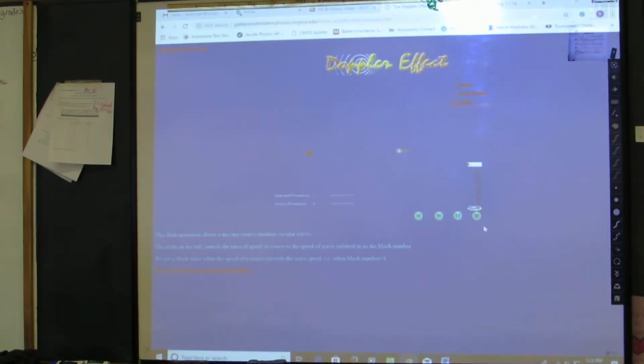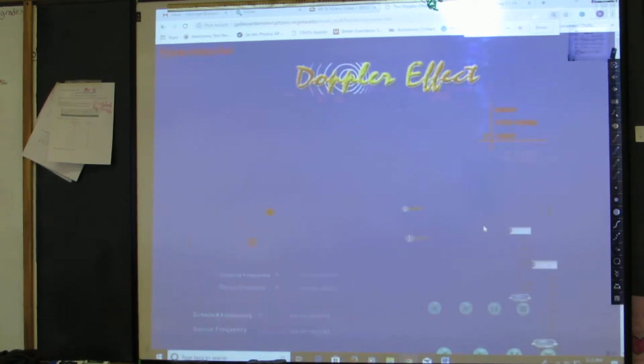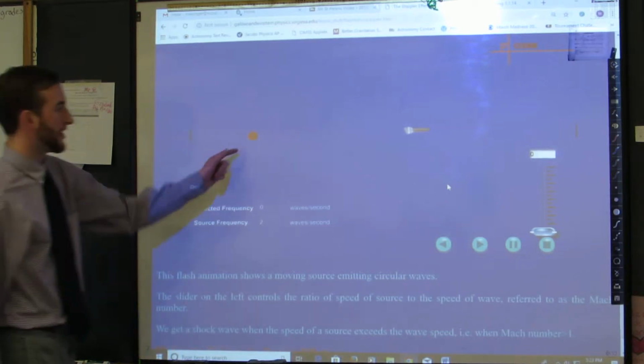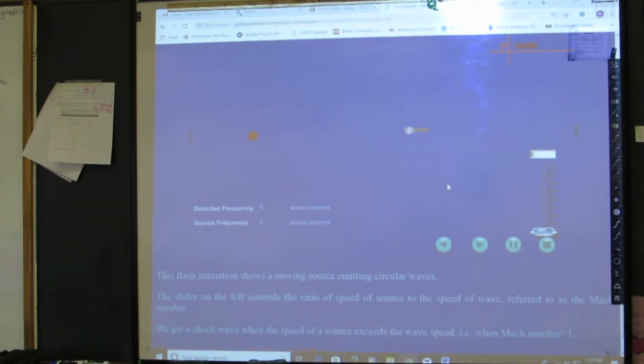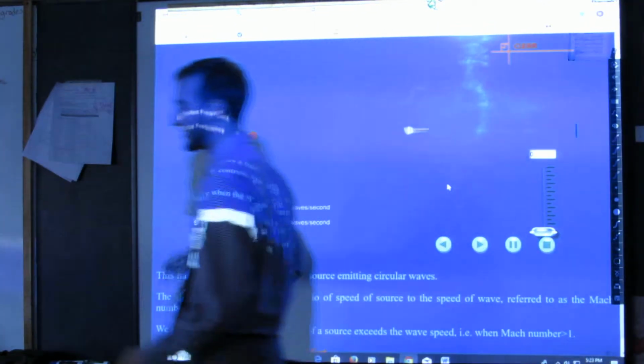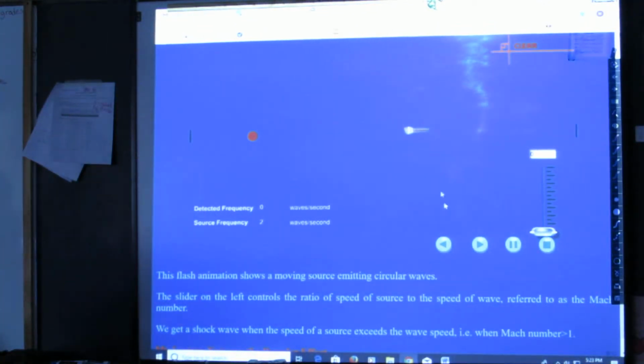So, hopefully you can see on here. Can't I zoom in? Okay, so what we're looking at here is this red dot. Maybe if I turn the lights off, it'll look a little better. Okay, hopefully you can see this. There's a little red dot. And what I'm going to do is I'm going to hit play.